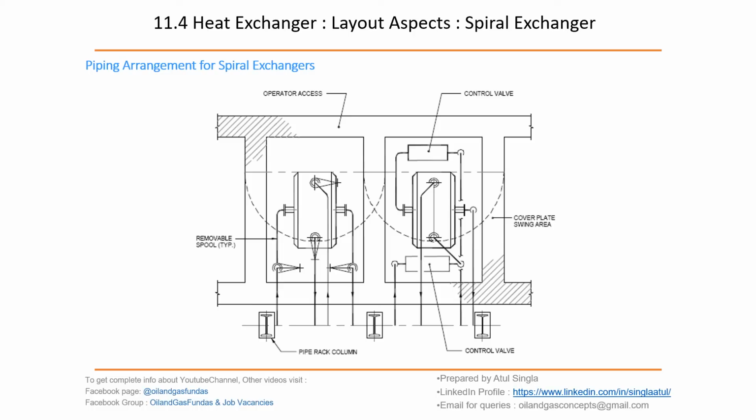This is a typical piping arrangement for spiral exchangers. In a spiral exchanger we are having a few nozzles at top and a few at the side. So isolation valve, isolation valve, isolation valve, isolation valve, and then the lines are going out. The only thing we have to keep in mind is that these isolation valves should be accessible.